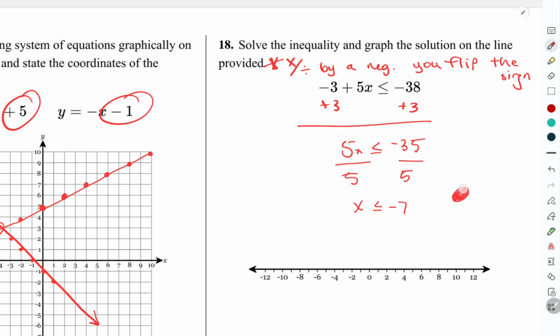Less than or equal to means closed circle. Open circle means just less than or just greater than. If I have x is less than or equal to -7, I'm going to come over here, and I want everything less. So less is left. -8 is a number less than -7. -10 and -12 are also less than -7, so that is the way to go.